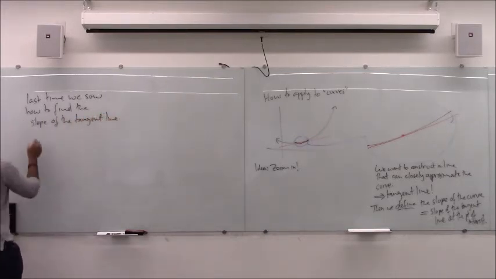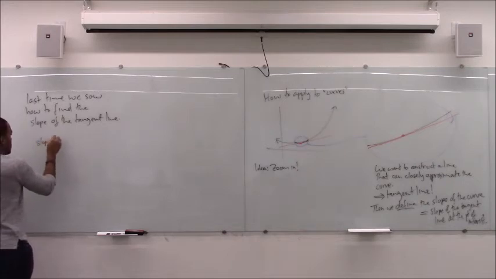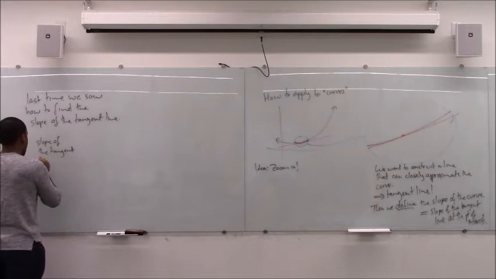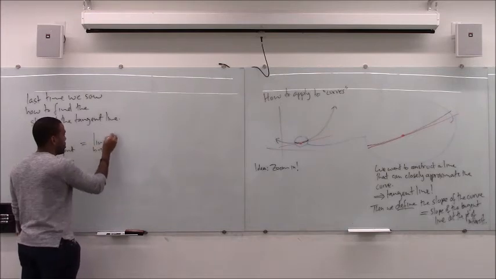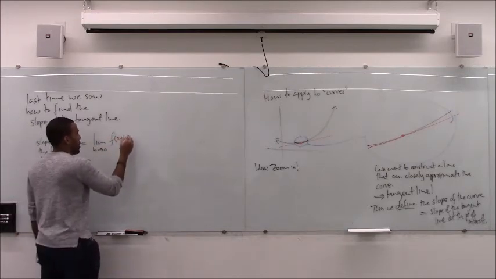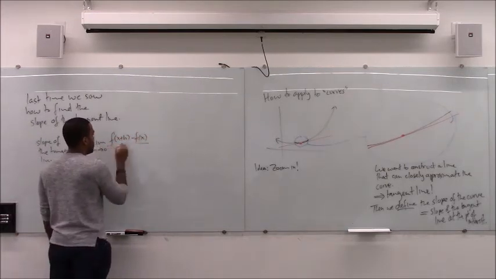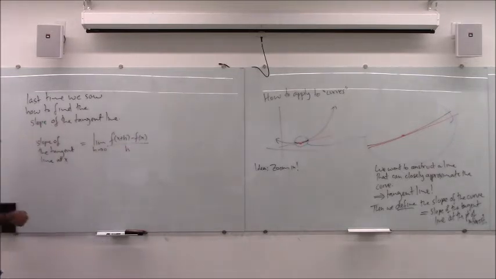Namely, the slope of the tangent line at x is given by the limit as h approaches 0 of f of x plus h minus f of x all over h. And that became a very important quantity to us. That's a very important limit. It allows us to find the slope of the line.